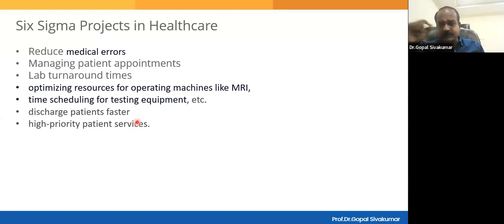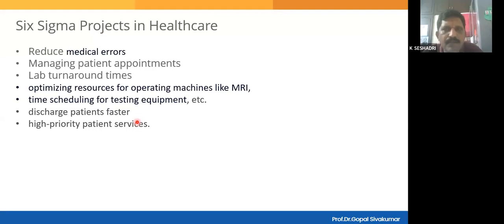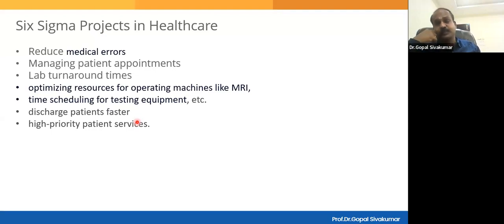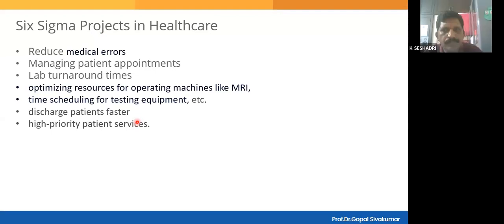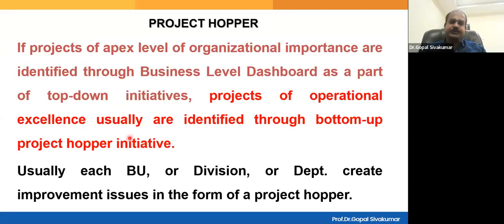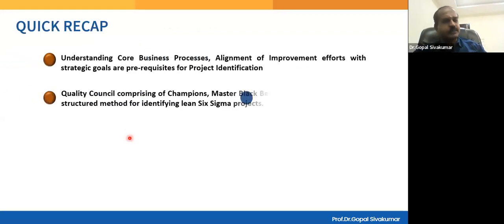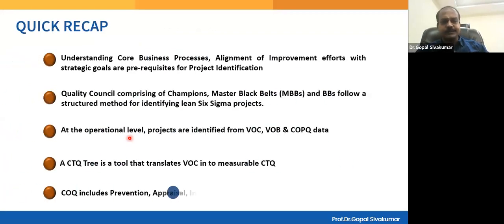Improving inventory accuracy can be a good project. Improving inventory turnover ratio can be a good project. Minimizing inventory carrying cost can be a good project. A lot of things can be done. So you have a list of projects now with all these tools and techniques in place. And these are the learnings.